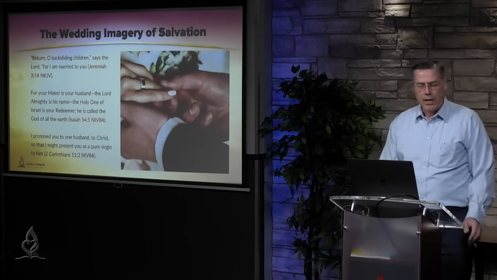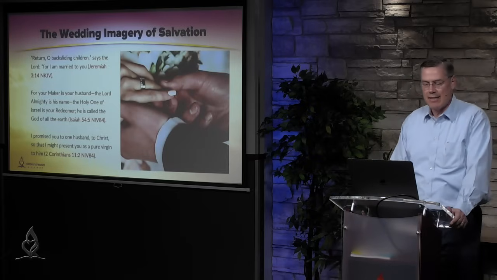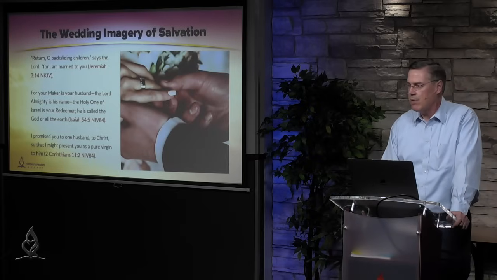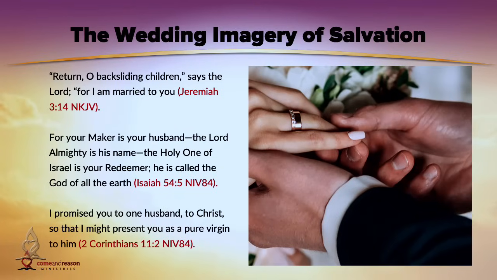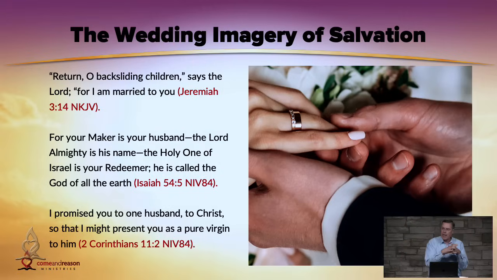The wedding imagery. Return, O backslidden Israel, says the Lord, for I am married to you. You are alienated from me. We are not one. I'm your husband, but you have broken trust with me. You have been adulterous. You have betrayed me. Come back and let me cleanse you so we can be one again. At-one-ment. For your Maker is your husband. The Lord Almighty is his name. The Holy One of Israel is your Redeemer. He is called the God of all the earth.